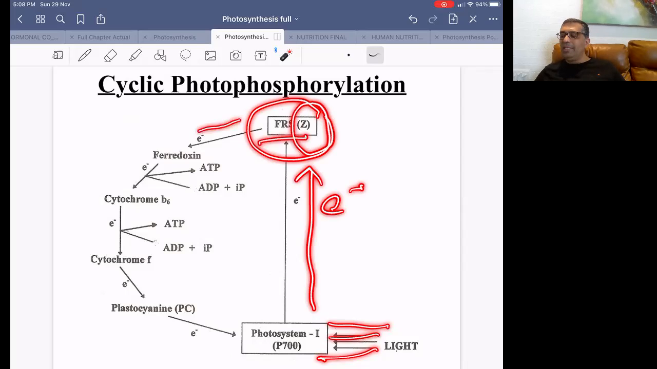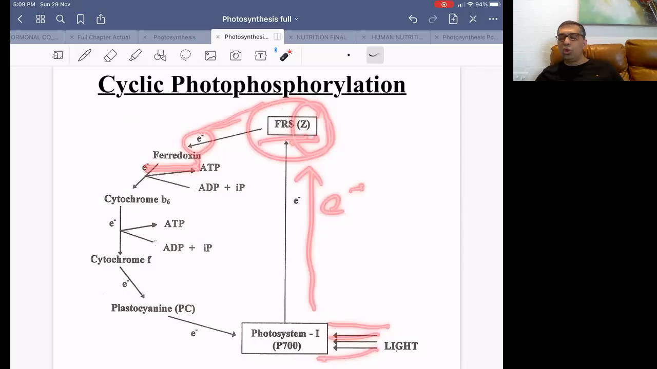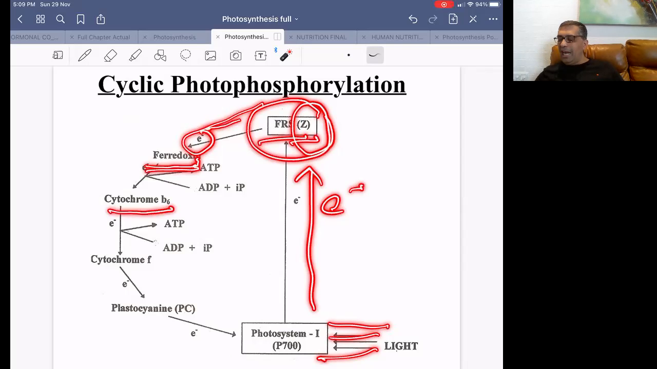Electron goes from Z to ferredoxin. Ferredoxin has got greater reduction power or greater redox potential compared to Z. So ferredoxin is more electronegative than Z. It has got greater redox potential. From ferredoxin, electron goes to cytochrome B6. From cytochrome B6 to cytochrome F. From cytochrome F to plastocyanin.